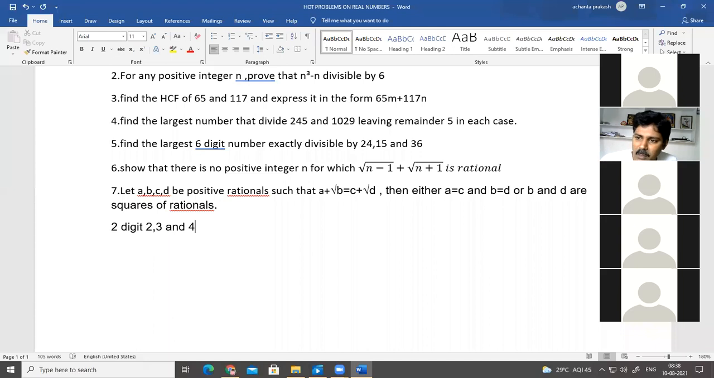In the table of 2, whatever you get, all those numbers are exactly divisible by 2. For all of them, 2 is a factor. For multiples of 3, 3 is a factor. For multiples of 4, 4 is a factor. So 2, 3, 4 are factors of their multiples. That's why, when we are asked to find exactly divisible, these are the factors. So if you find a common multiple for them, and that number divides the 6-digit numbers, then I have to find the largest 6-digit number.